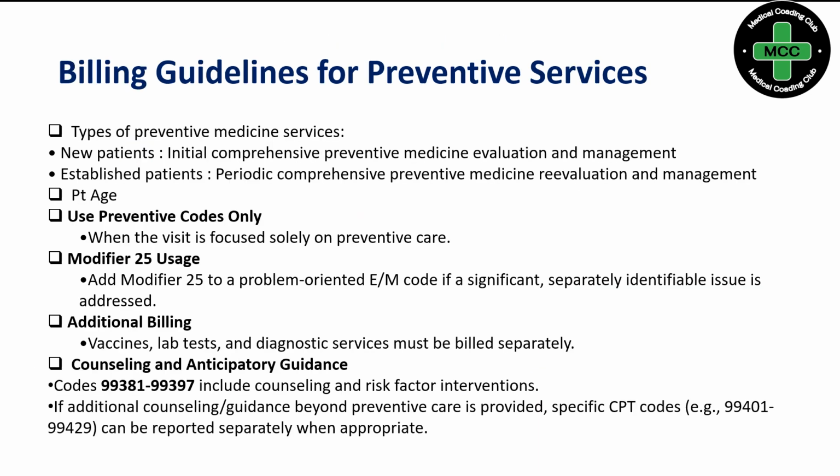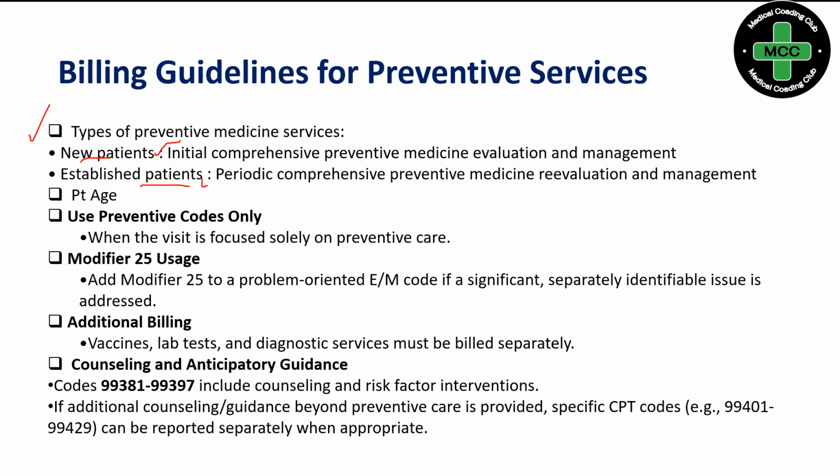So now coming to the coding guidelines we have for preventive services. The first thing that we have to check is the type of preventive medicine service. It is not really a type, but more about whether the patient is new or established. We have a separate code set for a new patient and a separate code set for an established patient.